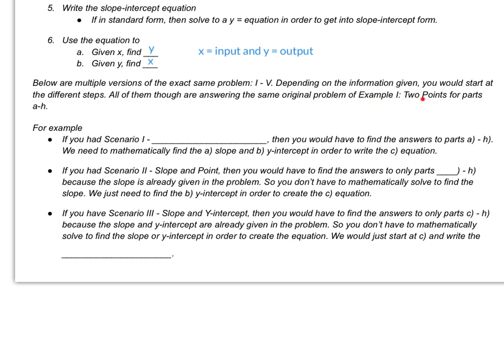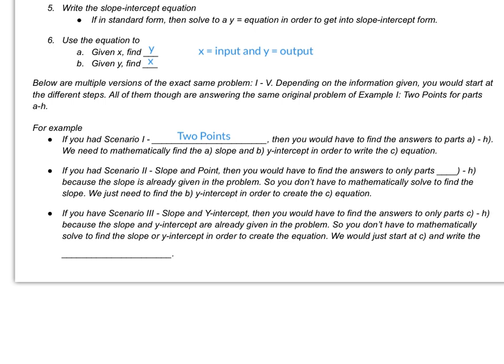Example 1, 2 points. If you have this scenario of 2 points, you're going to do all of the parts A through H. Let's clarify that. For example, if you have scenario 1, which is 2 points, then you would have to find the answers for A through H. You need to mathematically find the slope for part A and the y-intercept for part B, and you'll write the equation for part C, and then solve the other parts D through H.